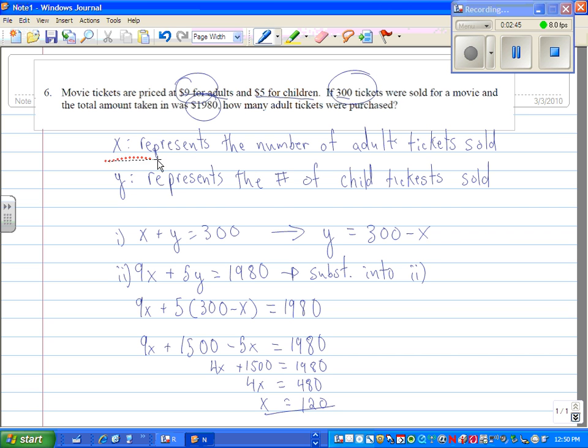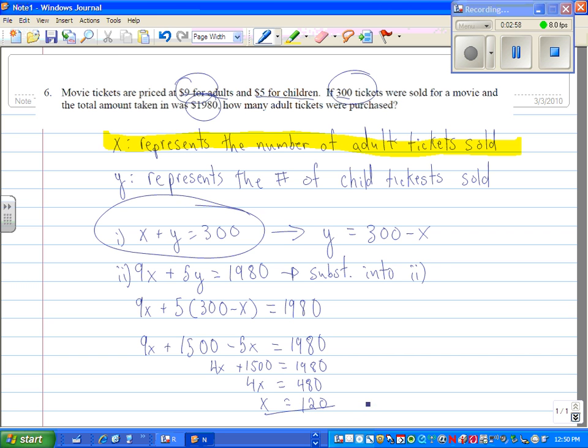X represents the number of adult tickets sold. So if x plus y is 300, I know then y has to be 180. So x represents this, and this is equal to 120, and y is equal to 180.